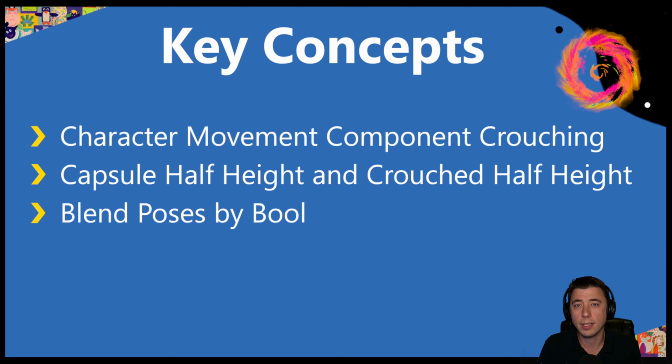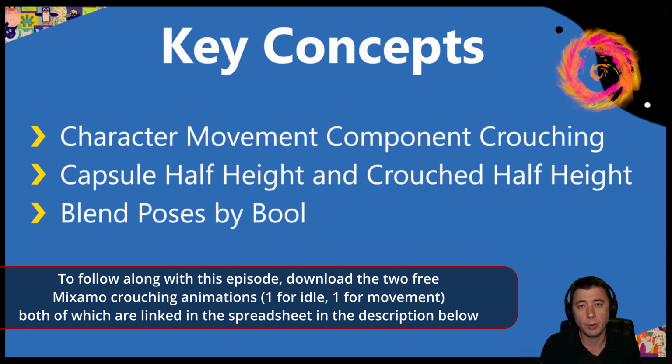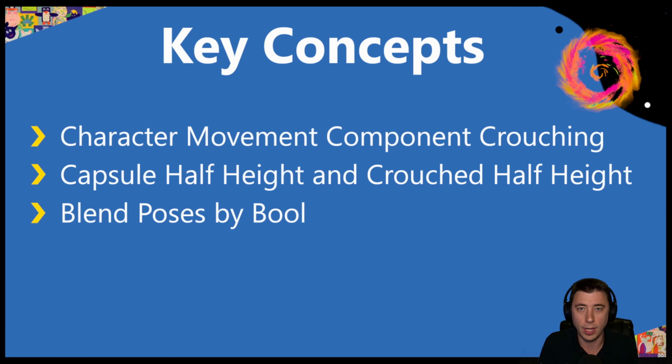So here are the key concepts for this episode. Everything revolves around crouching, obviously, but what's essential about crouching is how it affects our player's movement via the capsule component. And then of course we've got the animation piece where our crouching animation is blending with either idle or walking or running. So let's get to it.